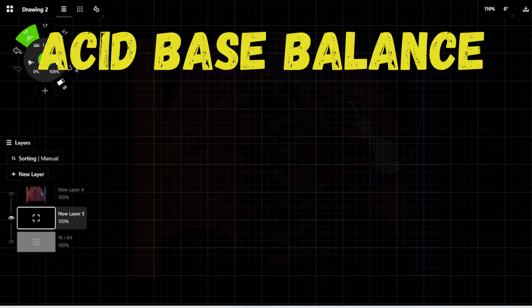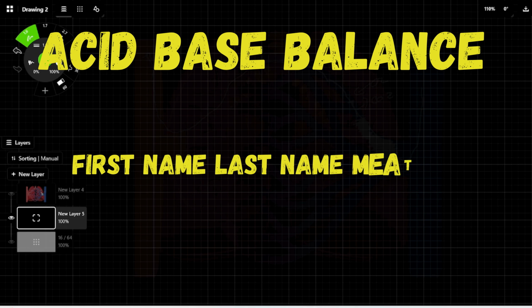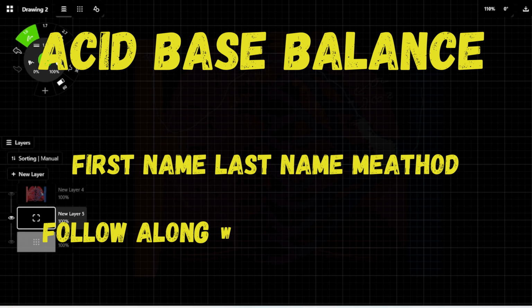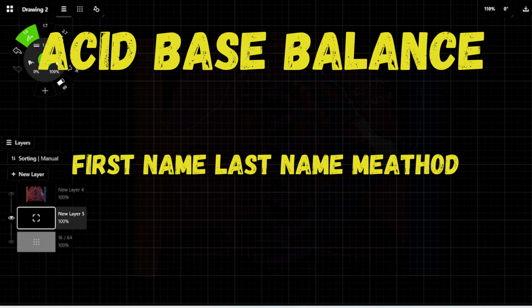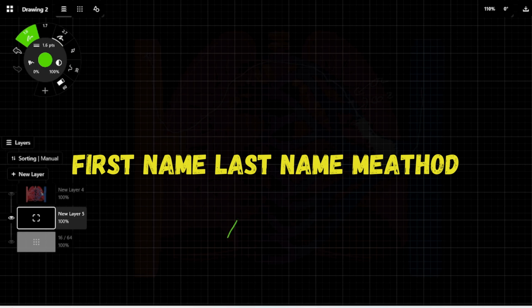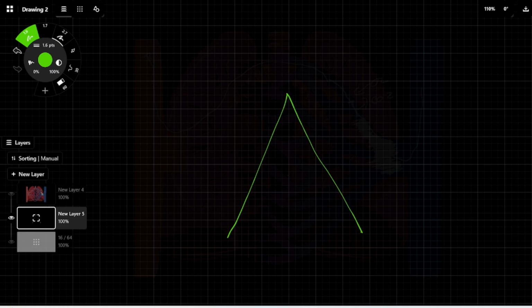Now, I know there are 1,000 ways out there to learn acid base, and if one of those is working for you, that is great. Stick with it. But I like this method because rather than memorizing a bunch of arbitrary names and numbers and metabolic acidosis or respiratory alkalosis, I was able to understand what was going on. It's called the first name, last name method. And you start off with a pyramid.